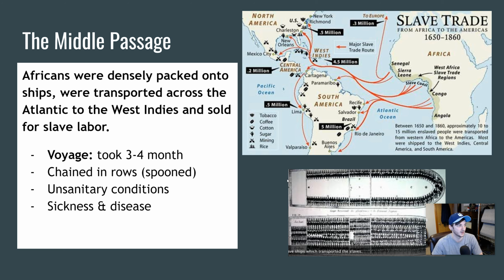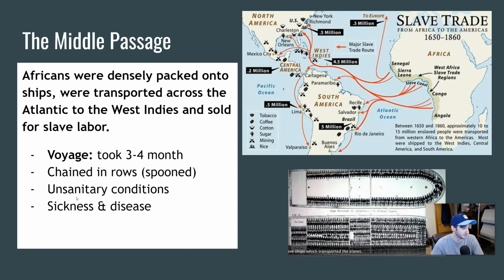So they're densely packed in ships. Africans were transported across the Atlantic, hence the name the Atlantic slave trade, and to the West Indies and sold for slave labor. The voyage, if you can imagine, 3 to 4 months. Imagine being on a ship for an entire summer. You're chained in rows or spooned. I think it was approximately 4 square feet. So I can't show you that visually right now, but this image somewhat depicts it. But basically, you are in fetal position for 3 to 4 months. Imagine the bathroom situation, the food situation, the heat.